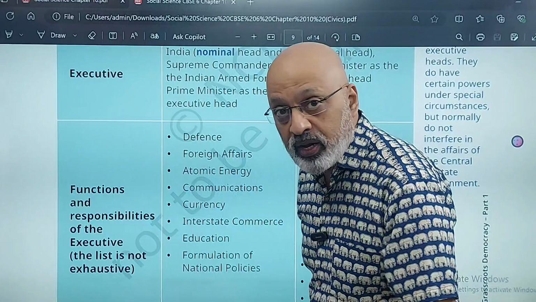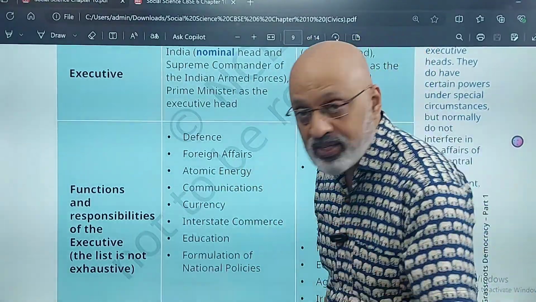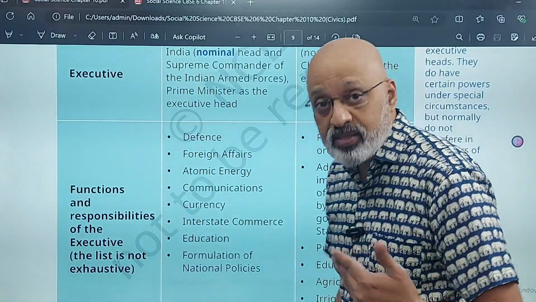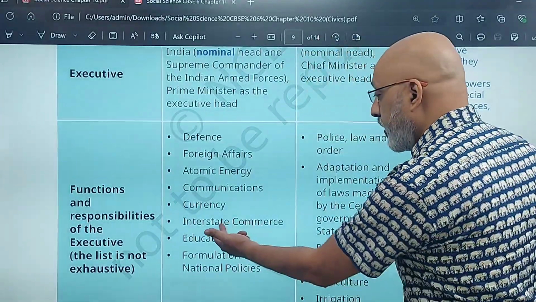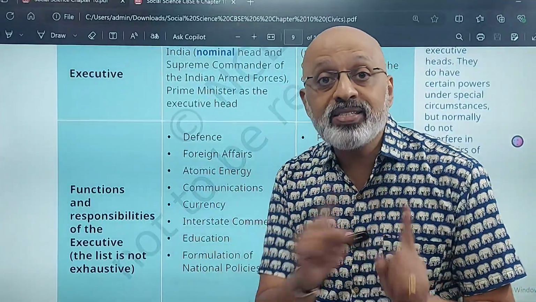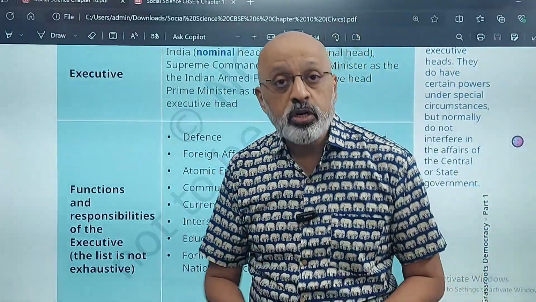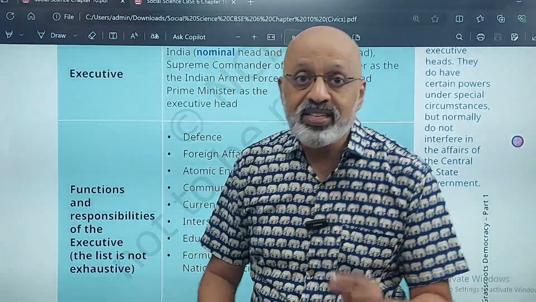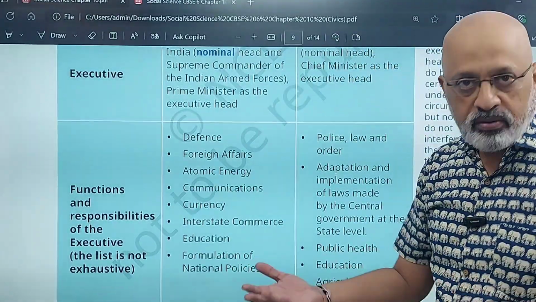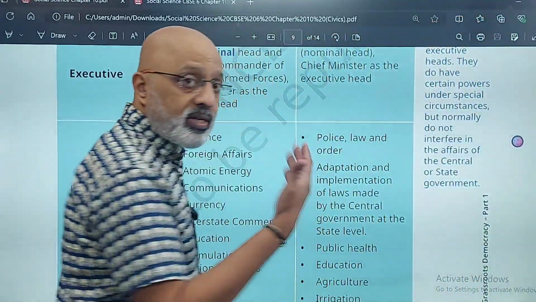Foreign affairs will be done by the center. Atomic energy, center. Communications, center. Finance, currency, money, center. Interstate commerce, center. Education can be done both by the state and the center. Education is both a central subject and a state subject because it comes in the concurrent list. National policies. Law and order, at the state level.